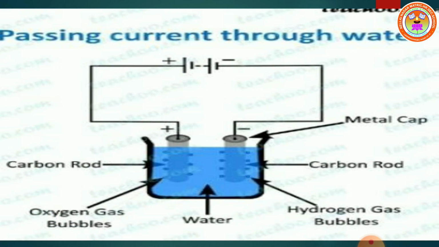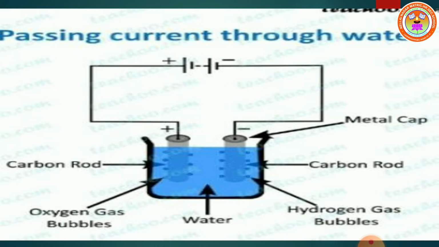Passing current through water. Take two pieces of wire, an LED bulb, and a battery, and make a simple electric circuit. Take some water in a glass and put the wires in the water as shown in the figure. Does the LED bulb glow? What do you understand from this?